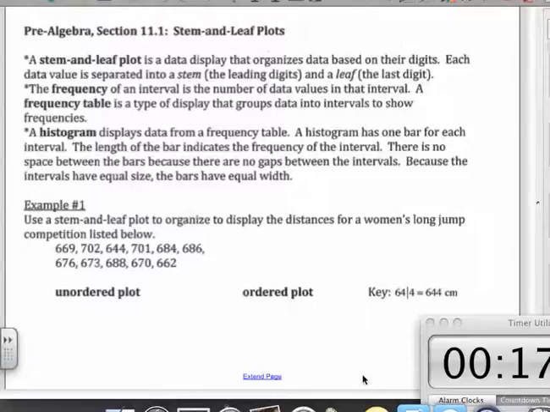Now, there's some other things up here, and we're going to talk about this in other examples, like the frequency of an interval, which is the number of data values in that interval, how many times the numbers fall in this range. There's a frequency table, which is a type of display. It can look like a bar graph to display that groups data into intervals to show frequencies. And then a histogram displays data from a frequency table. A frequency table is sort of how we organize the frequency, and then we put it into a histogram, which is sort of like a bar graph. We'll talk about that in just a minute, okay?